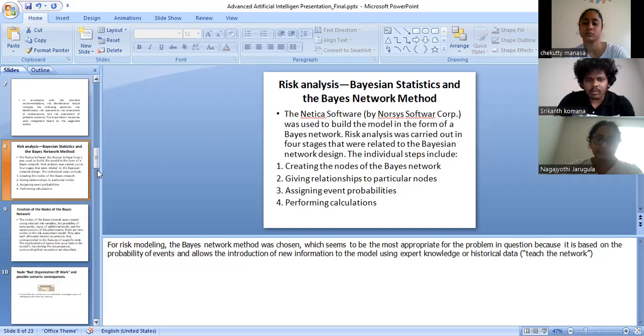For risk modeling, the Bayes network method was chosen, which seems to be most appropriate for the problem in question because it is based on the probability of events and allows the introduction of new information to the model using expert knowledge and historical data.